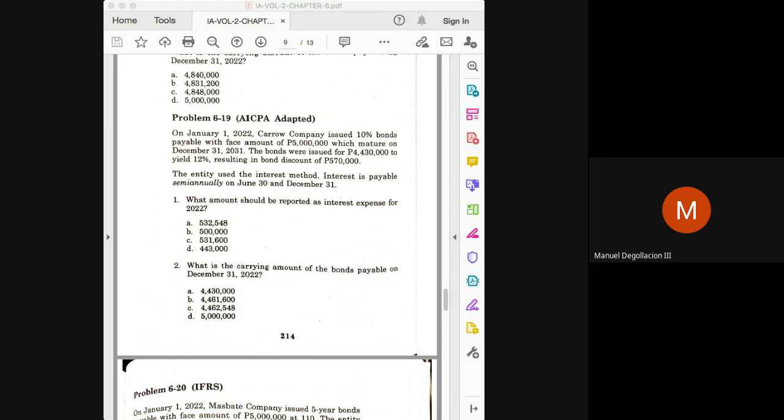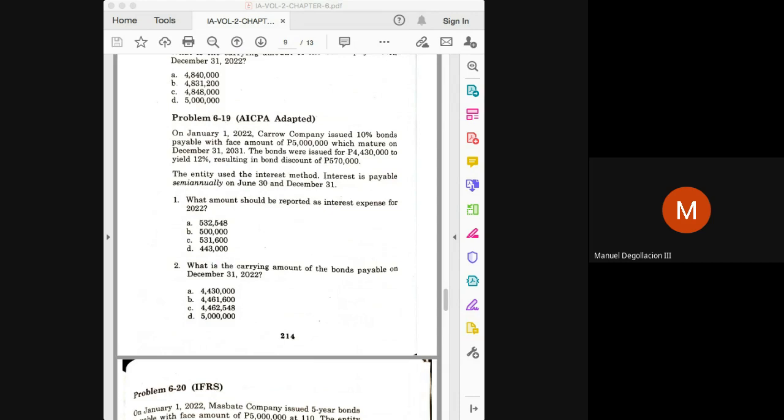How much was the beginning balance of our discount? It was 570,000. And then how much is the amortization? In the first 6 months, it's 15,800. So 570,000 minus 15,800, you would get 554,200.